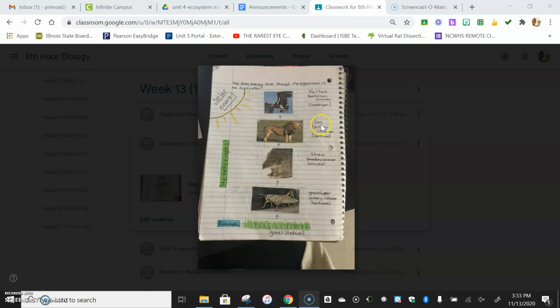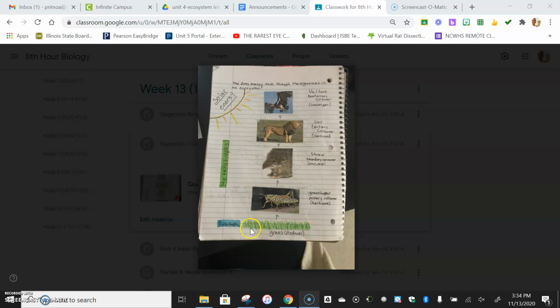The lion is 1, 2, 3 steps away from the grass, so that's what we call a tertiary consumer. And in this case, it would be a carnivore. And then finally, we have a vulture up at the top, and we call that a quaternary consumer. That would be a scavenger, because it's going to go around and it's going to pick at anything that's dead. Okay? And the vulture would be 1, 2, 3, 4 steps away from the grass.